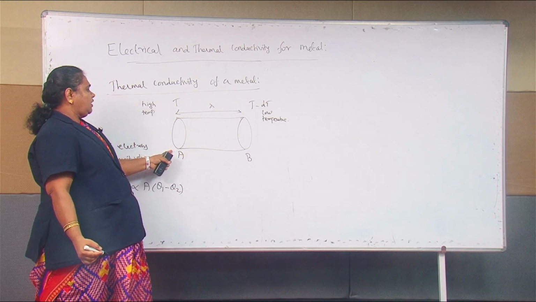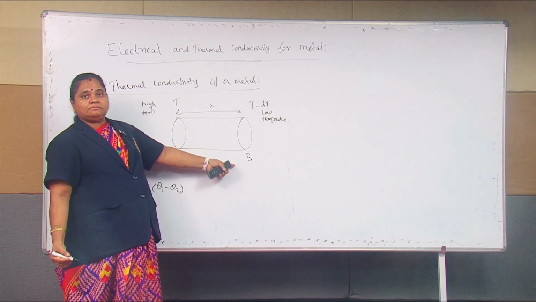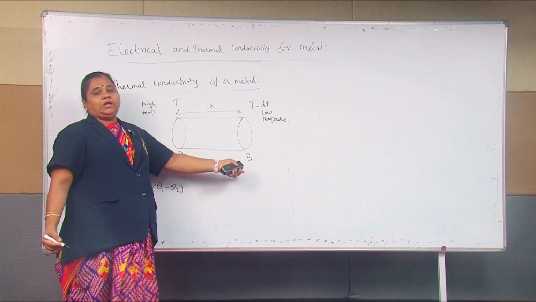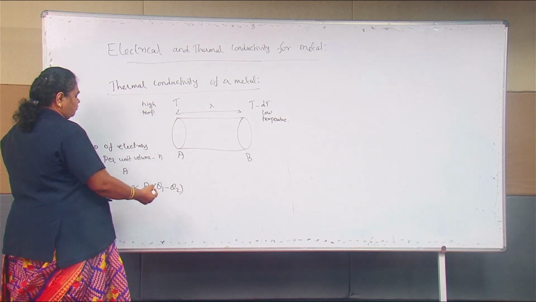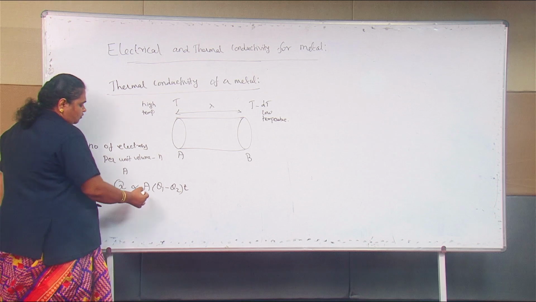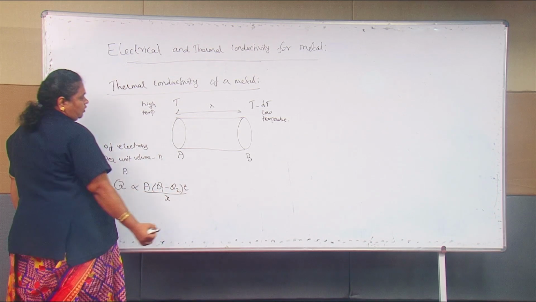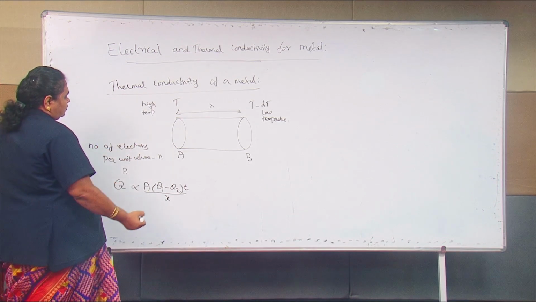We also need to consider the time taken. Initially one end is maintained as a hot end and the other as a cold end. The heat flows from A to B, and definitely it takes some time, so time is one of the main parameters. And also the distance, or the length of the conductor. This is a general expression.